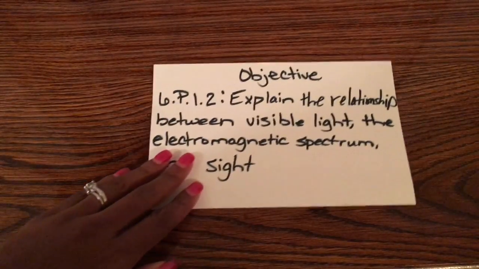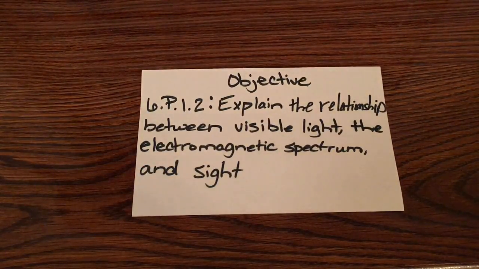Okay, so let's look at the objective. The objective for this section is going to be 6.P.1.2, which is explain the relationship between visible light, the electromagnetic spectrum, and sight. So we're going to talk about how we see the colors of the visible light. So you're going to find out that visible light is the reason we see colors, and how we see those colors.